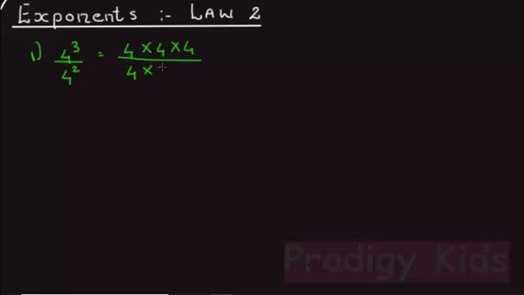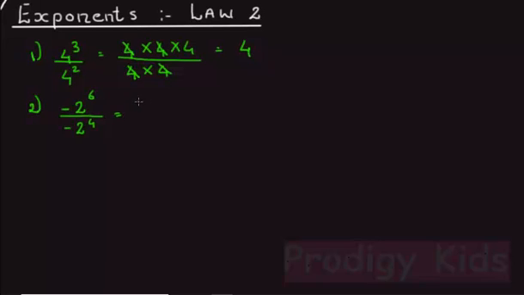4 times 4. Now what does this give us? So this gets cancelled, this gets cancelled, and we just get 4. Let's take another example. That is -2 raised to 6 divided by -2 raised to 4.